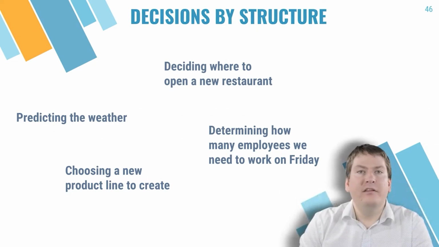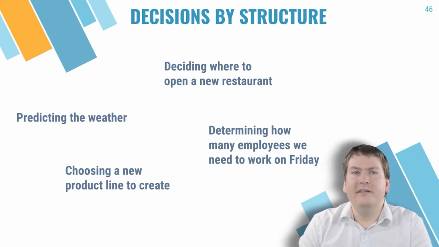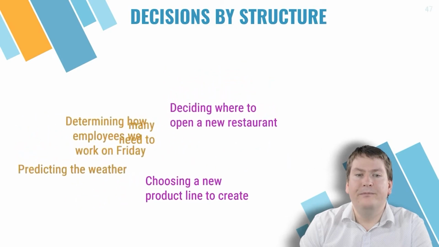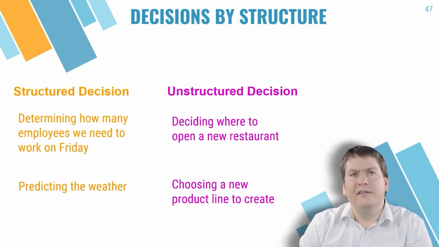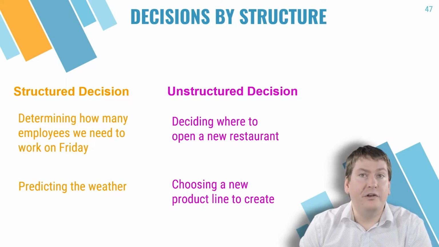And we're back. So before I give my solution, note that the answers can change a bit based on the organization and the process they are using, but generally this is where they would fall. So deciding how many employees need to work on a given day is likely a structured decision, as we'd be following a predefined scheduling procedure we have created based on past information about how busy the restaurant is on certain days of the week. Deciding where to open a new restaurant and choosing a new product line to create are unstructured decisions, which don't have a simple formula we can use.